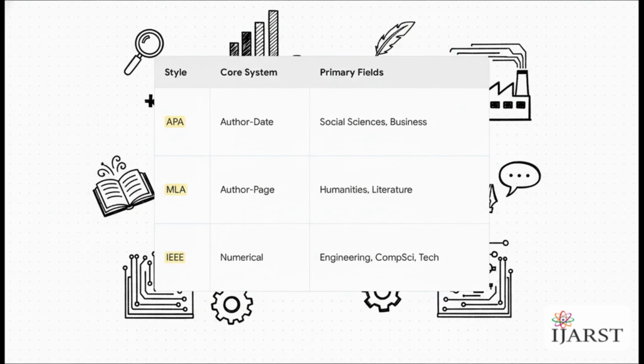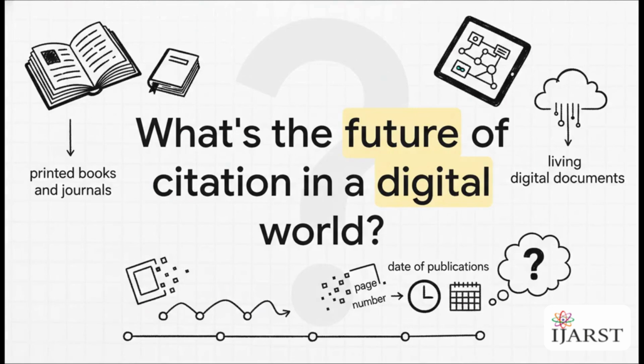If you're in the social sciences, education, or business, you're almost certainly in APA's author-date world. If you're in the humanities, studying literature or art, you're living in MLA's author-page territory. And for all you tech wizards in engineering and computer science, the clean numerical system of IEEE is your home base. And that brings us to one last thing to chew on.